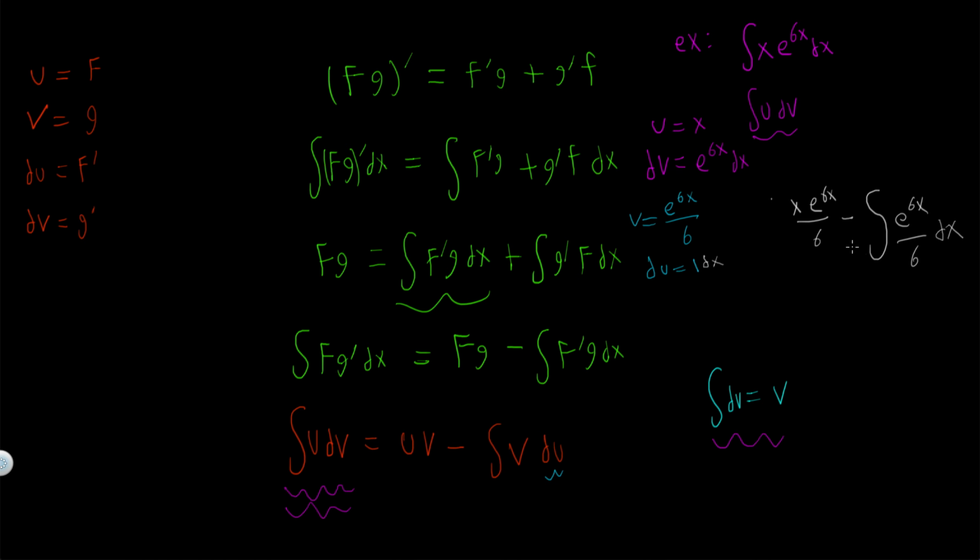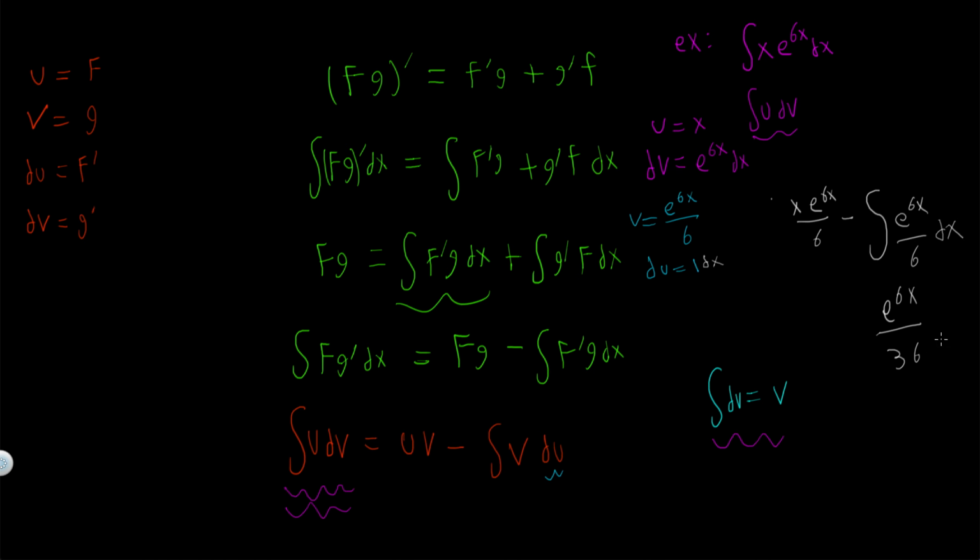Now, I think this is a doable integral. This expression right here, we're actually done with. We don't have to do anything with this. But this integral, we still have to evaluate, so let's do that. The integral of e to the 6x over 6 is a very doable integral. Maybe pause the video here and see what that is. The integral of that would be e to the 6x over 36. Yeah, e to the 6x over 36.